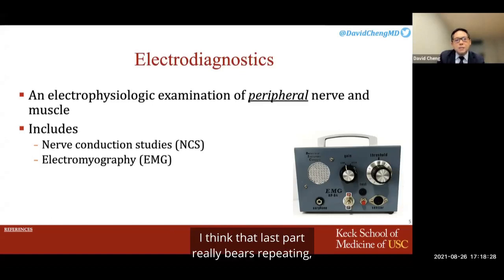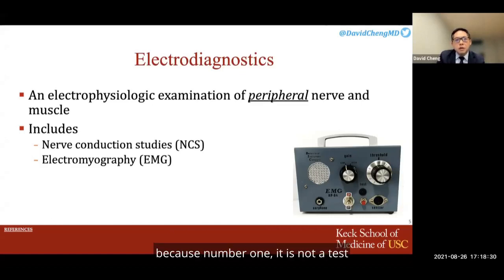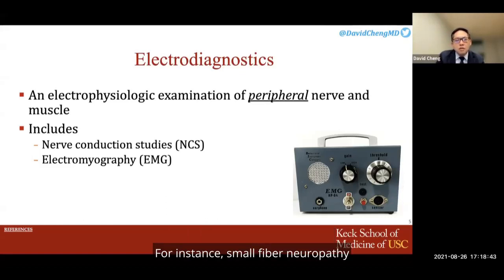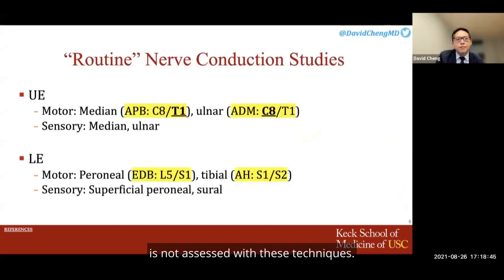I think that last part really bears repeating because, number one, it is not a test to look for reasons for nerve pain, but rather for nerve injury. And secondly, there are some limitations for this test as well. For instance, small fiber neuropathy is not assessed with these techniques.